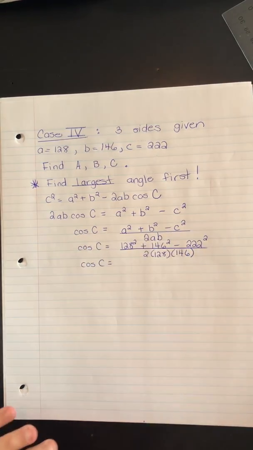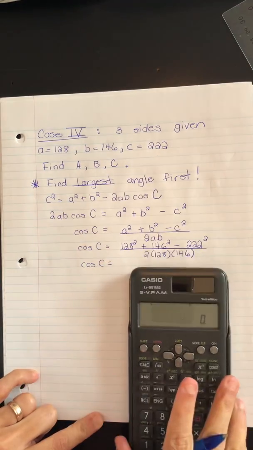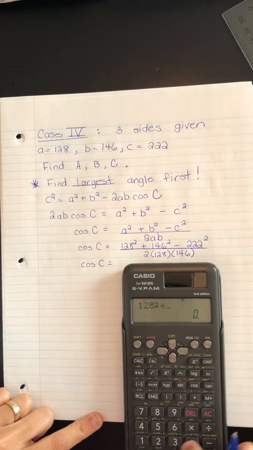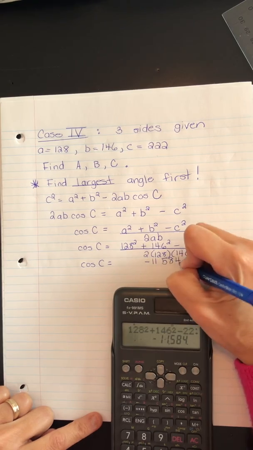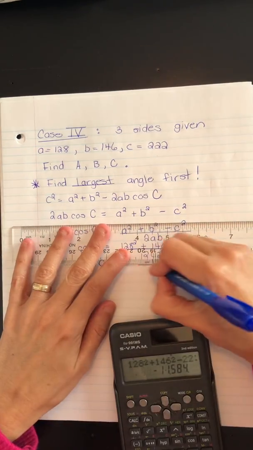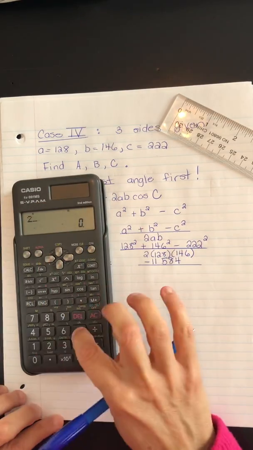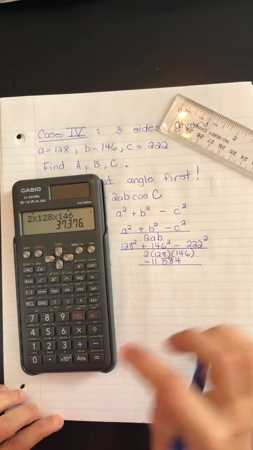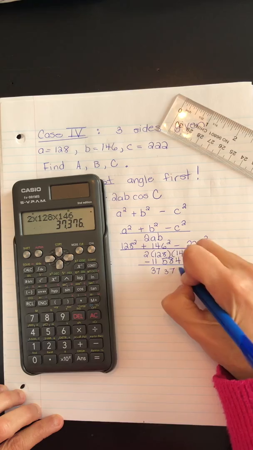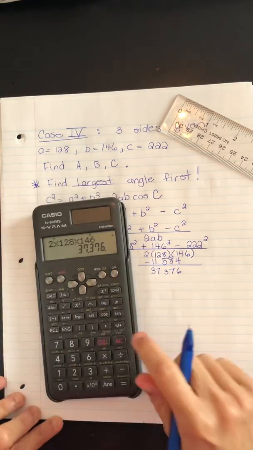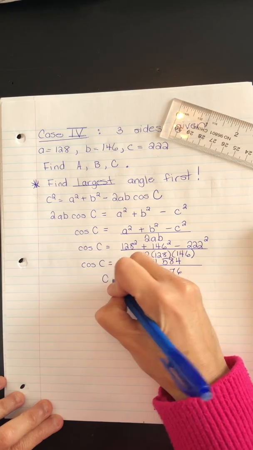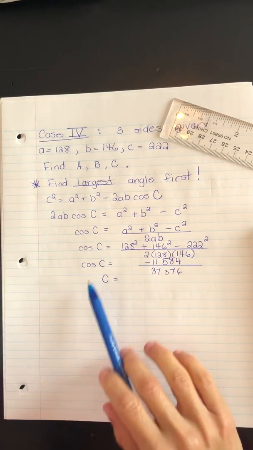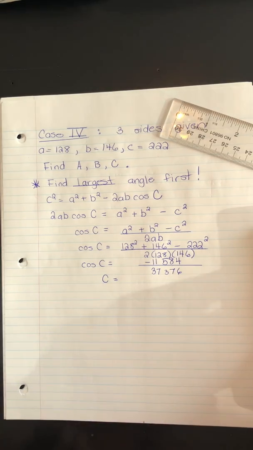If you want to do it in 2 steps, no problem. You can work out the top number first. So 128 squared plus 146 squared minus 222 squared. So this is our top number, negative 11,584. And in the bottom, we can work out 2 times 128 times 146, and that's this number. Okay, so when we divide top by bottom, we'll get an answer for the cosine of C, and then we can take the cosine inverse in order to find angle C.